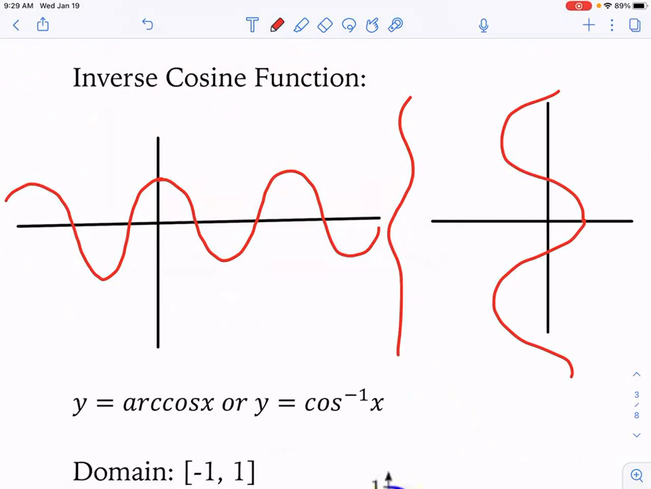This does not pass the vertical line test. Not even a little bit. If I highlight the same part I did last time, does this pass the vertical line test? No, we have to pick a different part. This part right here is the graph for inverse cosine.